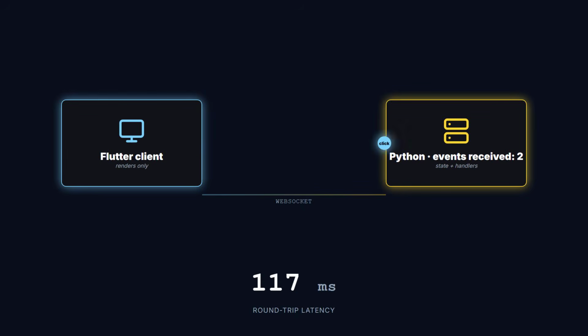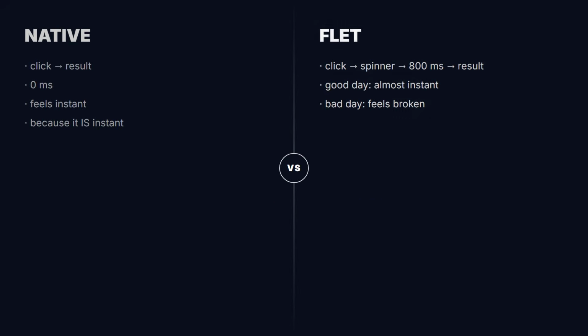The click registers on the user's screen as nothing. They click again. Now the server receives 2 events. Compare that to a native client, where the same click is 0 milliseconds because the handler ran on the same machine that drew the button. A native app feels instant because it is instant. A Flet app feels almost instant on a good day. On a bad day, it feels broken.